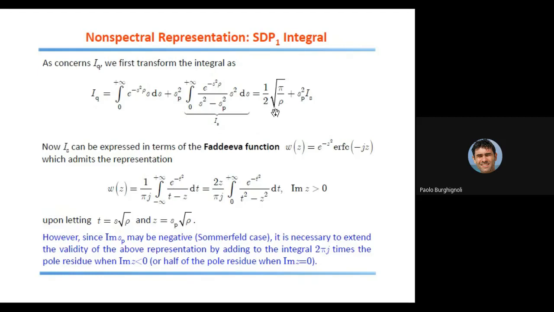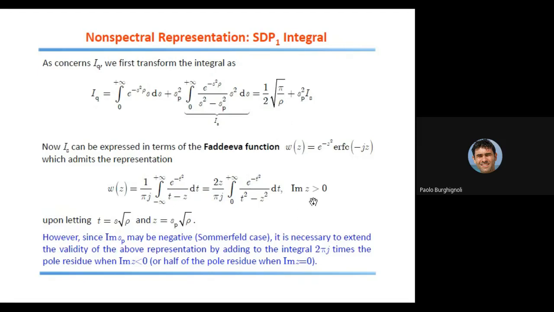It's 1/2 of the square root of pi over rho here, plus a second integral I sub s, which can be evaluated in terms of the so-called Faddeeva function, W of z, which is a scaled version of the complementary error function with imaginary argument. Such function W admits, in fact, an integral representation which is very close to our IS integral, when the imaginary part of its argument is positive.